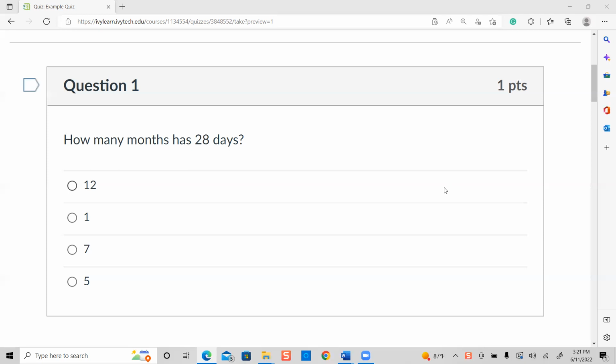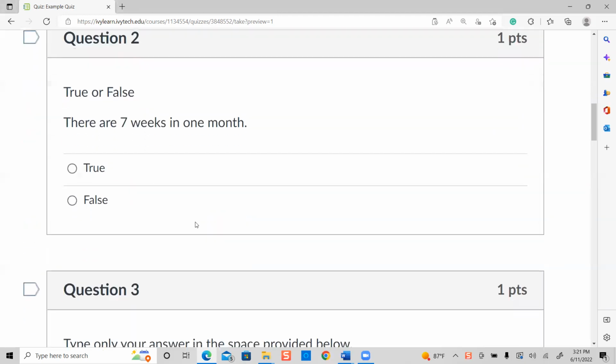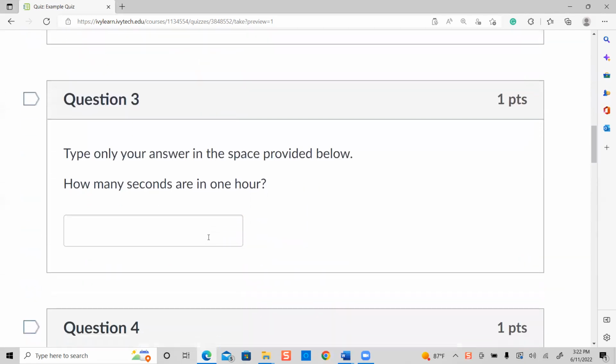So in question one, you notice it's multiple choice. It says, how many months has 28 days? Well, we know that all 12 months have 28 days. So I'm going to say 12. The next one says true or false. There are 7 weeks in a month. I'm going to say false. I haven't known a month to have a full 7 weeks, so I'm going to say false there.